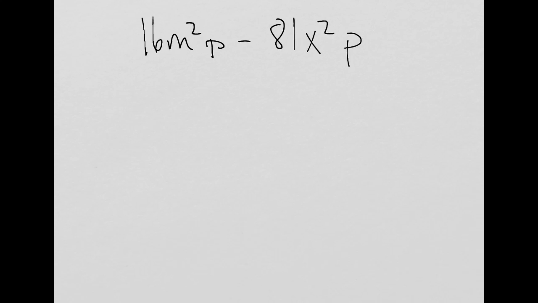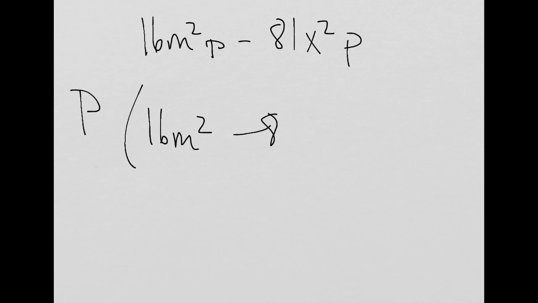I'm hoping by the end of this year, hopefully at least next year, that when you see something like this, you automatically know what to do. What is the letter that I have in both terms? P. So just like I factored that 3 out earlier, I can factor that P out because it's in both terms. So I got a P on the outside, and then I got M squared minus 81 x squared. Is anybody confused on what I did there?